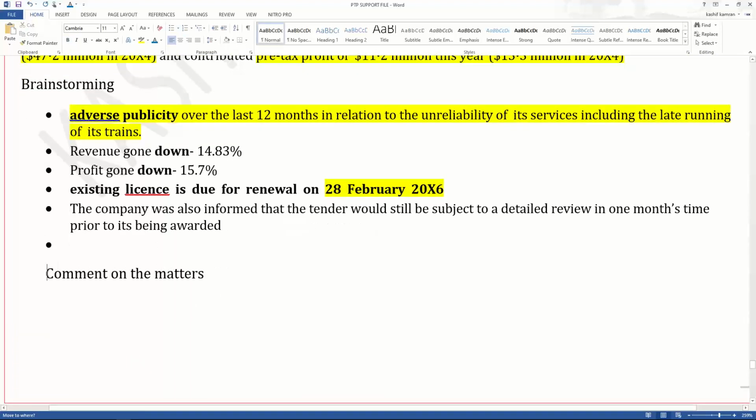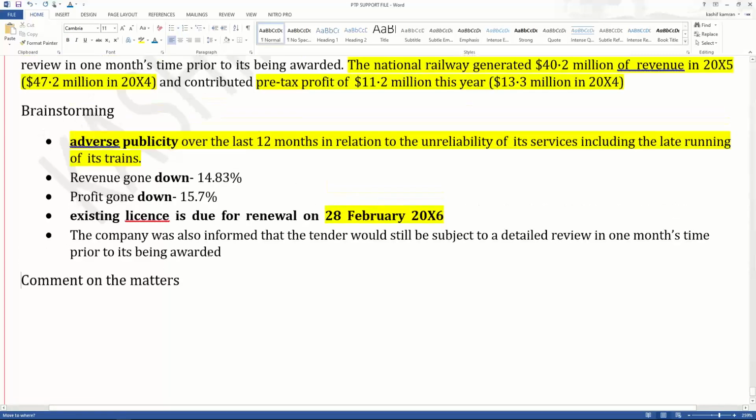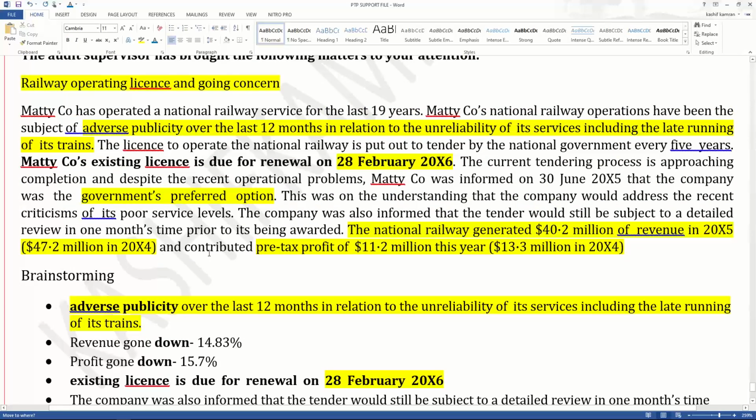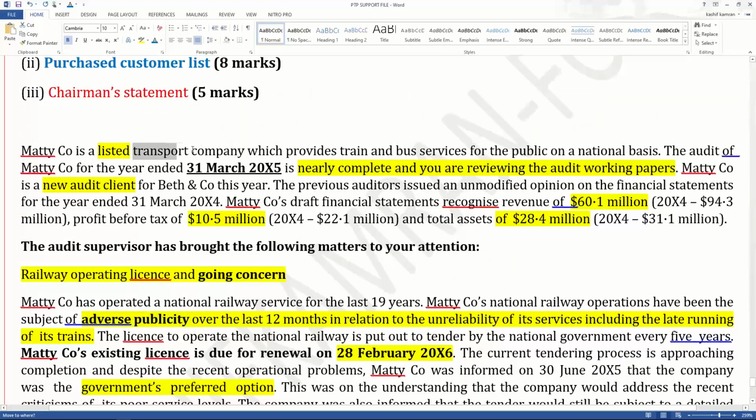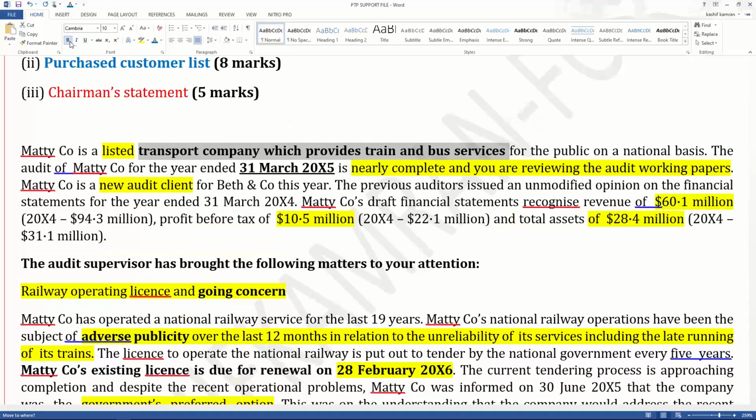So that is the case study. We've read the case. So do you understand from the case that there are certain issues facing the going concern status of the company? The revenue has gone down, the profit has gone down, there has been adverse publicity. The government will review things in 1 month's time and then decide whether to give them a license or not. What if they don't get the license? Will that really impact the going concern status of the company? Because METI is a listed transport company which provides train and bus service. So will that be really affected? If they don't get the train license, they might have a bus license, right?